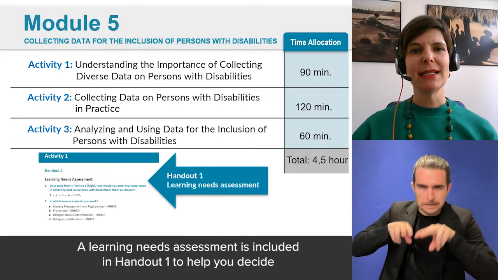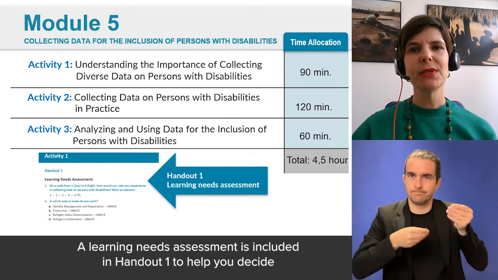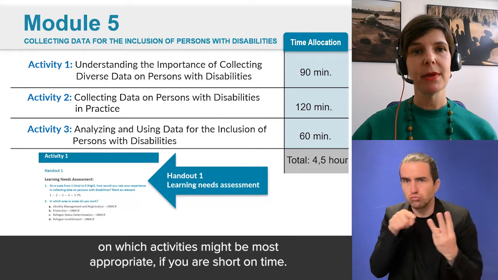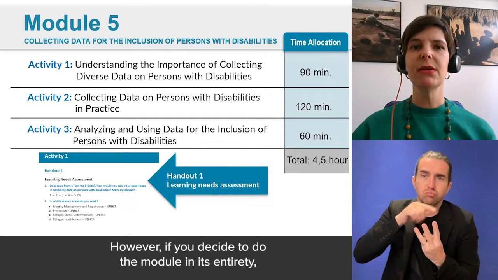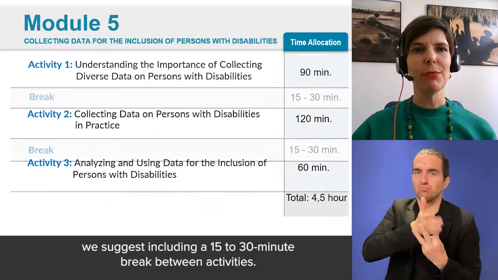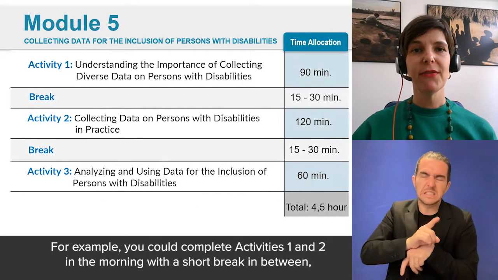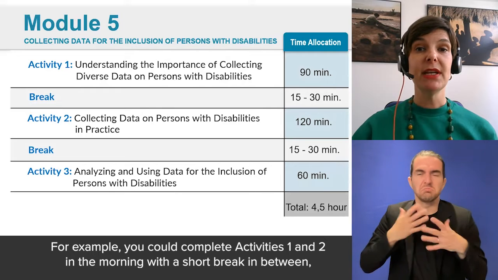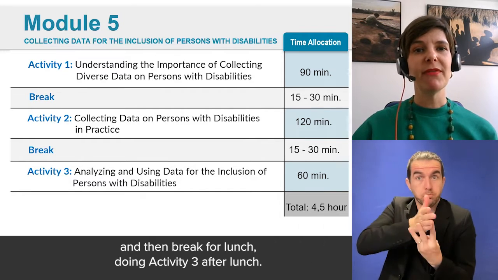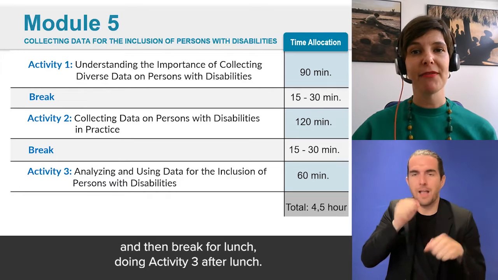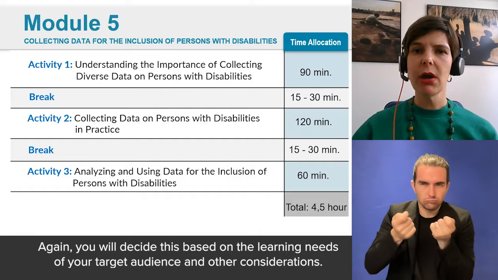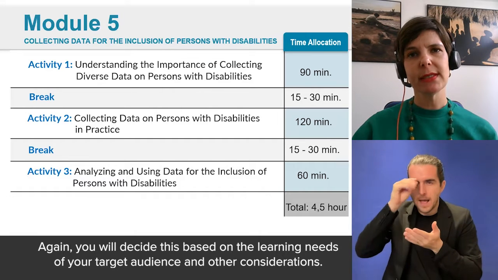A learning needs assessment is included in Handout 1 to help you decide on which activities might be most appropriate if you are short on time. However, if you decide to do the module in its entirety, we suggest including a 15 to 30-minute break in between activities. For example, you could complete activities 1 and 2 in the morning with a short break in between, and then a break for lunch, doing activity 3 after lunch. Again, you will decide this based on the learning needs of your target audience and other considerations.